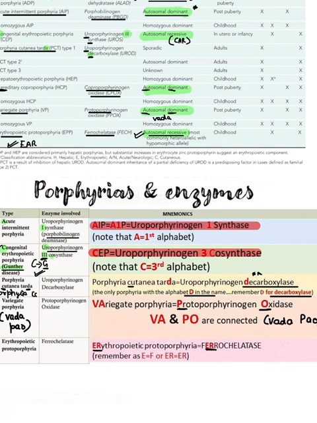Now porphyria cutanea tarda, remember, guys, this is the commonest porphyria. It is the only porphyria which has D in its name, that is, the enzyme is decarboxylase, guys. Then variegate porphyria, remember it as vada pav: variegate VA, and pav means protoporphyrinogen oxidase, guys, that is connected. Then you have erythropoietic protoporphyria, ER, that is FER, ferrochelatase, guys.